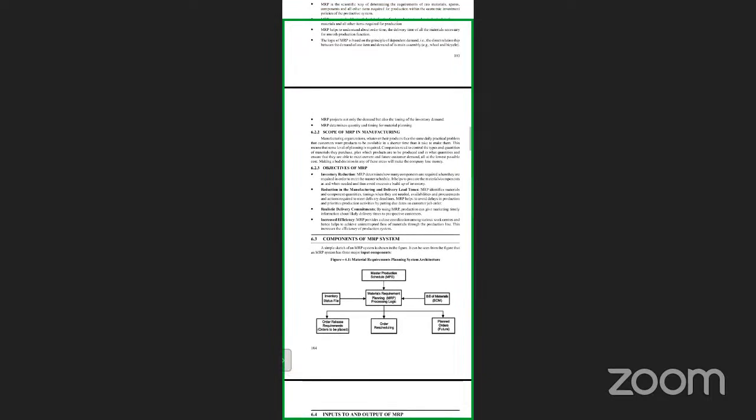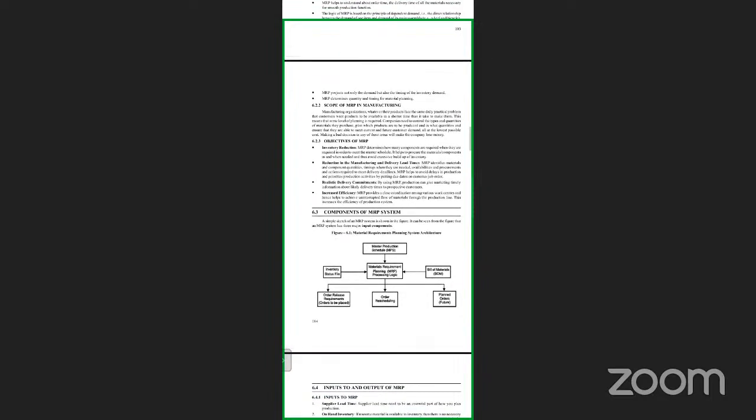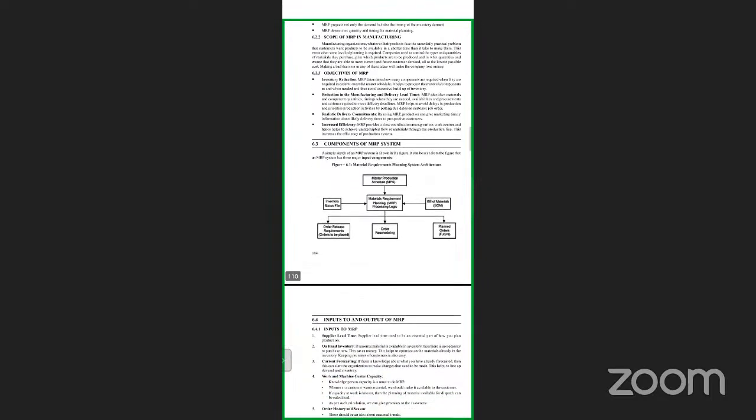We have inventory reduction, reduction in the manufacturing and delivery lead times, realistic delivery commitments, and increasing efficiency. These are the components of the MRP system. You can just have a glance. It can be seen from the figure that MRP systems have three major input components. The first one is the inventory status file, material requirement planning processing logic, and bill of materials. So under materials requirement, again we have order release requirements, order reschedule, and planned orders.